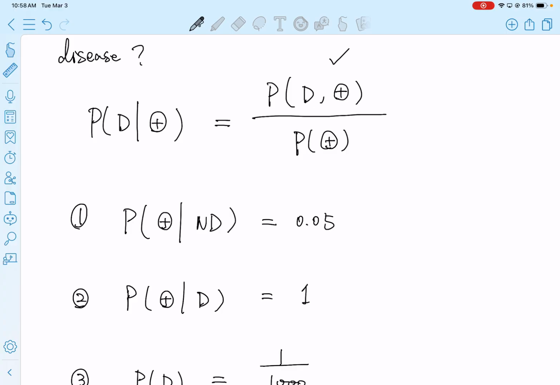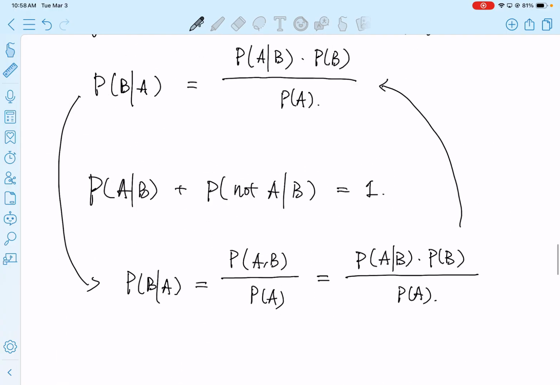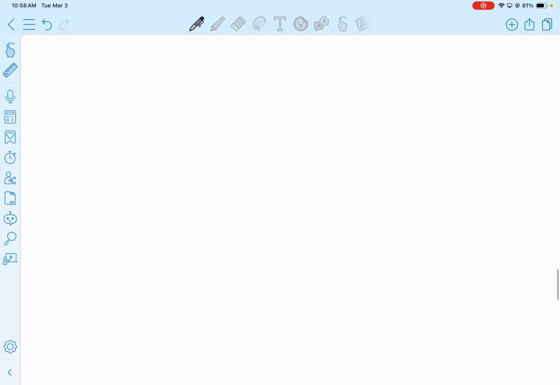The denominator is only focusing on the test, whether the test is going to be positive or negative, regardless of whether you have the disease or not. So the question now is how to handle the marginal probability of getting a positive result.